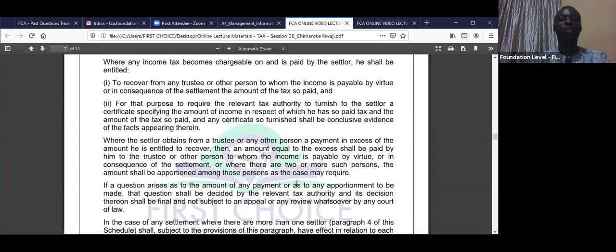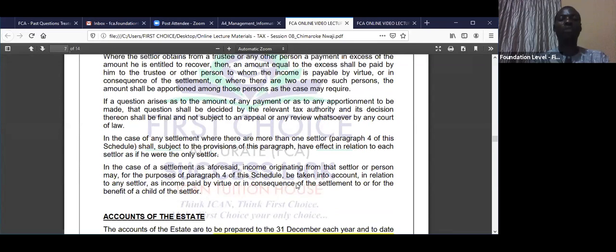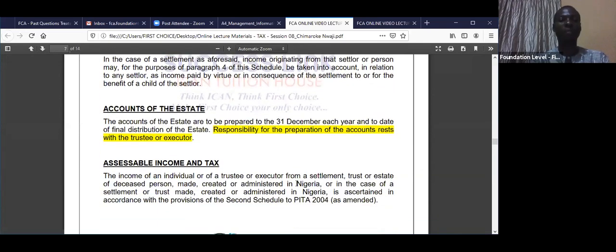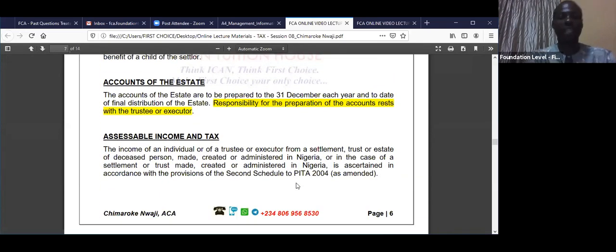Let's go straight to accounts of the estate. Now look at the accounts of the estate. The accounts of the estate are to be prepared to what date? 31st December each year.